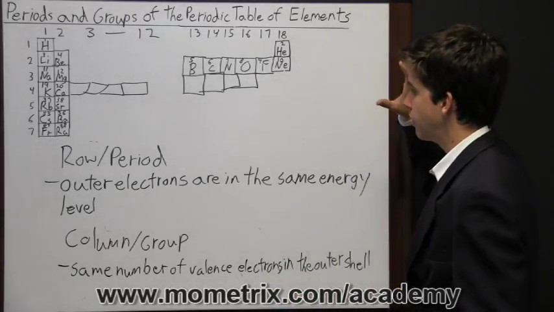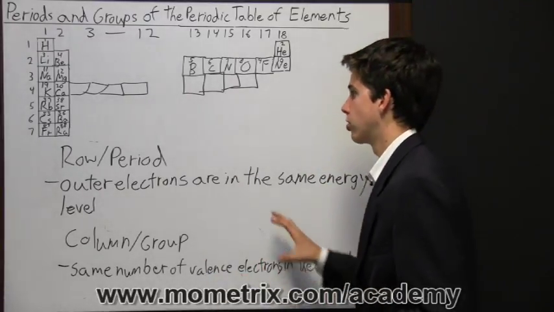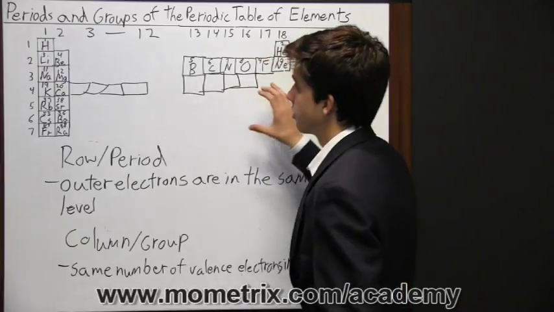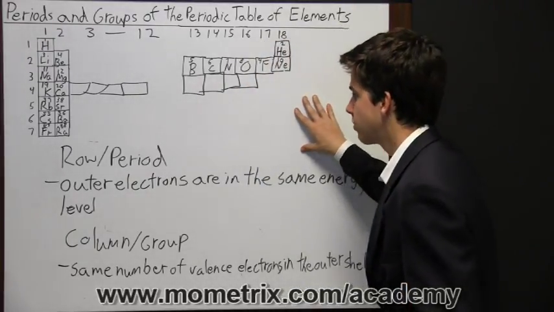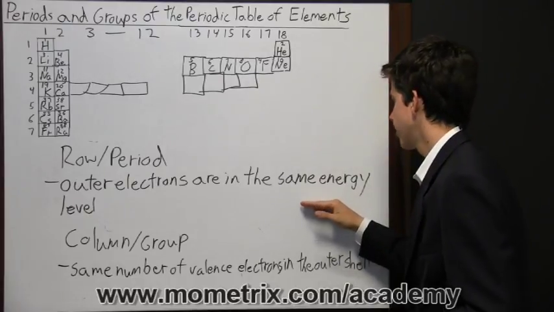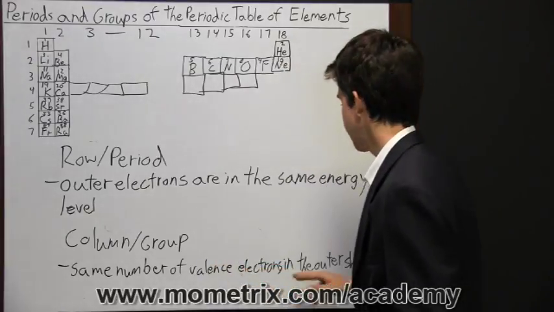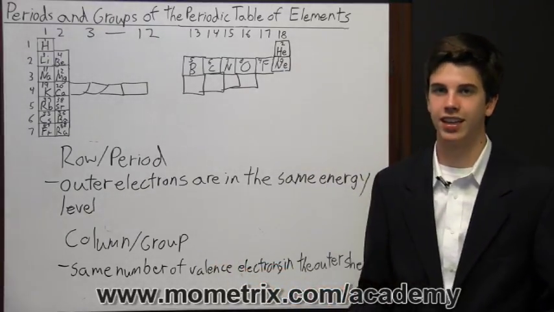So just remember, next time you see a periodic table of elements, they're not arranged in whatever way the person wanted to arrange them. They're arranged in a specific way for a specific reason. That's because all of the elements in the same row or period have outer electrons that are in the same energy level, and all the ones that are in the same column or group have the same number of valence electrons in the outer shell.